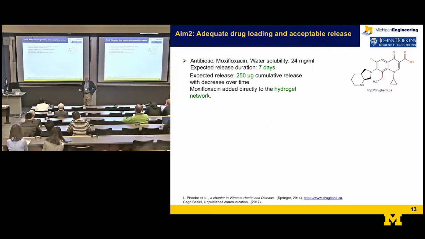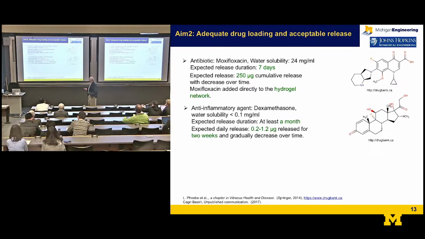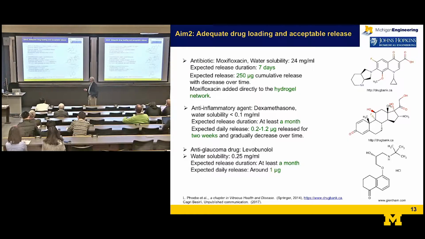Then we want to release 3 different drugs. The antibiotic we chose is moxifloxacin. It's a relatively water-soluble drug, and you have to release that over about 7 days to block infection. Then the anti-inflammatory we chose is dexamethasone, which is hydrophobic. You want a fraction of a microgram or so per day over about a 2-week period, so a longer period. And then finally, the anti-glaucoma drug is levobunolol, which is also hydrophobic, and you want about a microgram of that per day over a month or so.